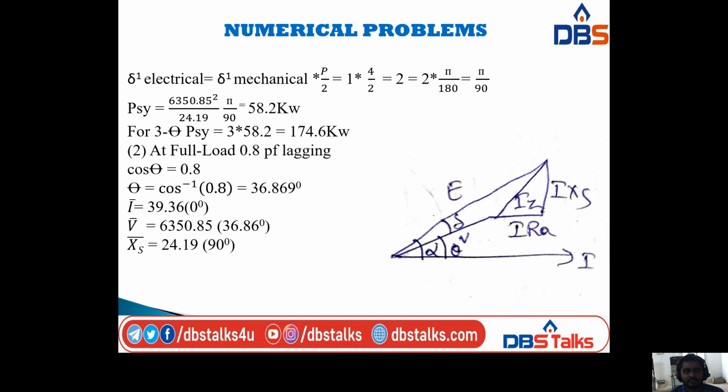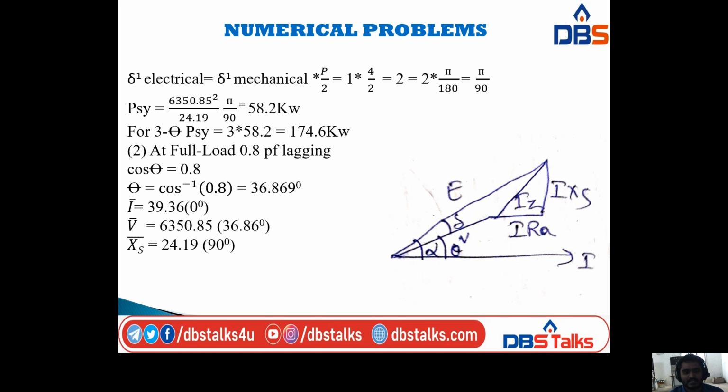P sub SY is equal to V square, that is 6350.85 whole square, divided by XS value 24.19 ohms into delta dash value pi by 90. After simplifying this, we have the synchronizing power equal to 58.2 kilowatts. For three phase, the total synchronizing power is 3 into 58.2 kilowatts, that is equal to 174.6 kilowatts. So this is the solution for the first case, that is at low load.